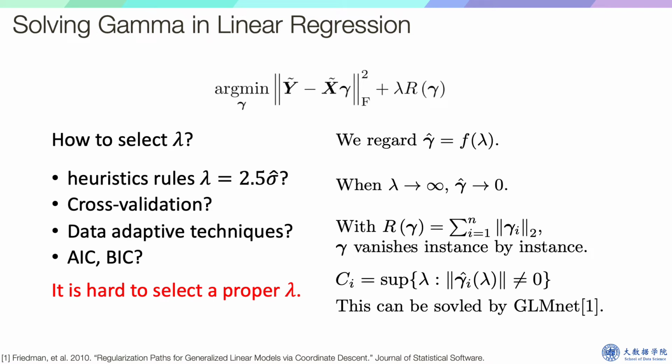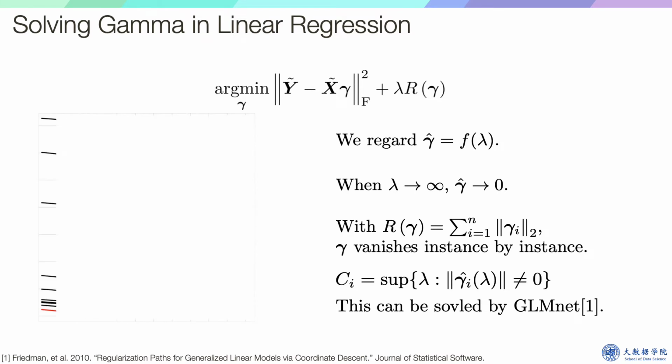Fortunately, this solution path can be generated by the GLMNet algorithm. This is a visualization of the solution path. The red line is the most credible data suggested by our algorithm. Intuitively, we are finding the x-axis, that is, the norm of gamma vanishes.